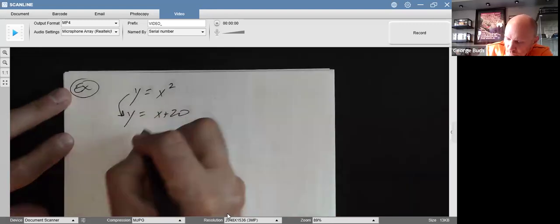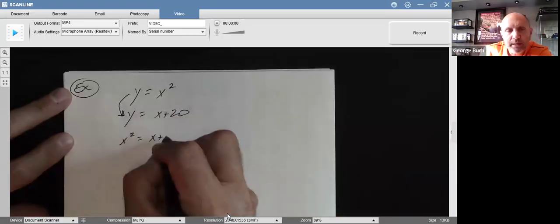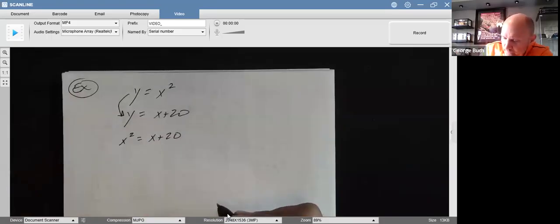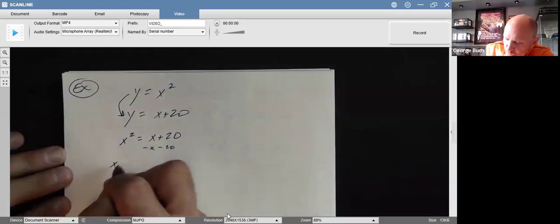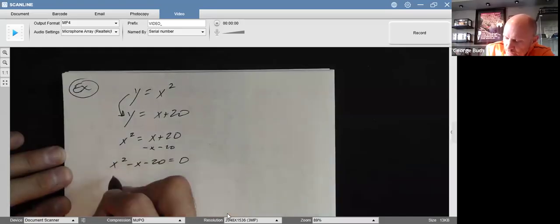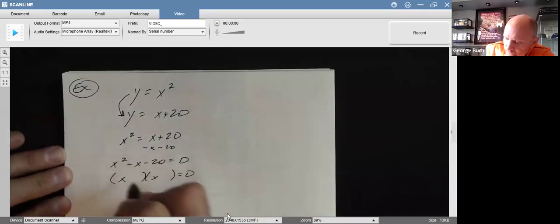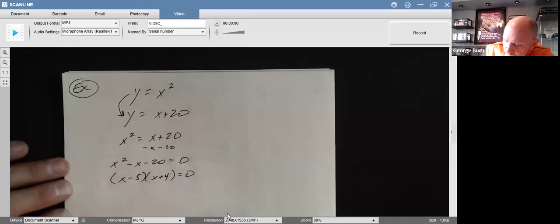So when I do that, I get x squared on this side is equal to x plus 20. So subtract x and subtract 20 from both sides. I get x squared minus x minus 20 is 0. This will factor for me into x minus 5, x plus 4. So by the zero property rule, x is 5 and x is -4.